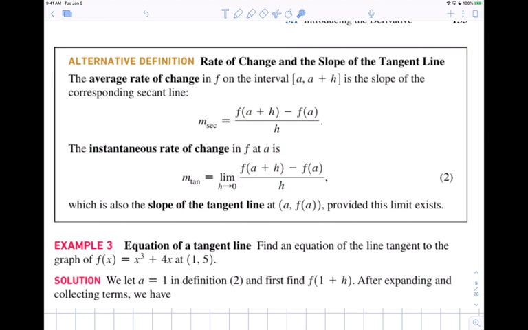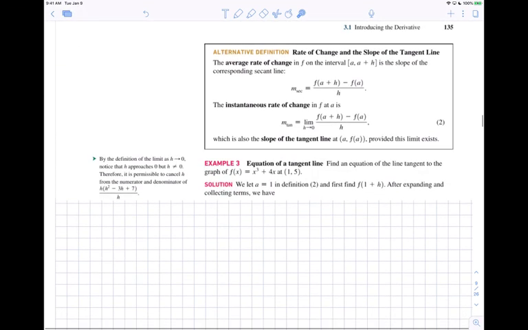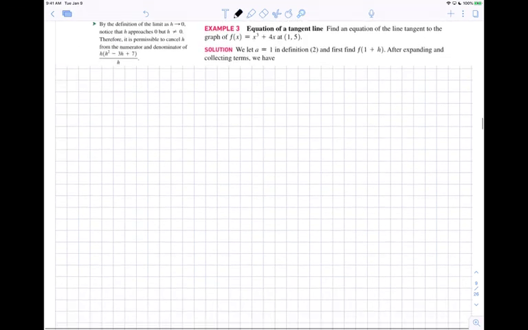So we're asked to find the equation of a line, but in this case, we're going to use the difference quotient. Okay, let's give this one a go. I think I'm ready for this one. So find the equation of the tangent line to the graph. Now our f of x is x cubed plus 4x, at the point 1 comma 5.